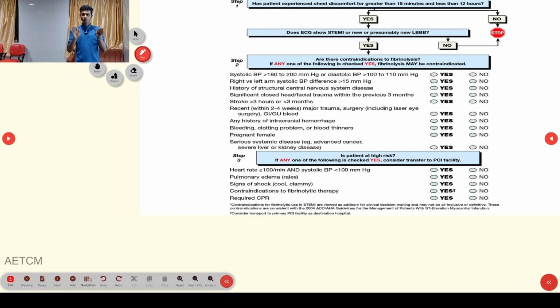So here we are told two approaches only. Either the person goes with fibrinolysis, otherwise percutaneous coronary intervention. So before transporting, you have to make a decision. For that purpose only, they were given this checklist.